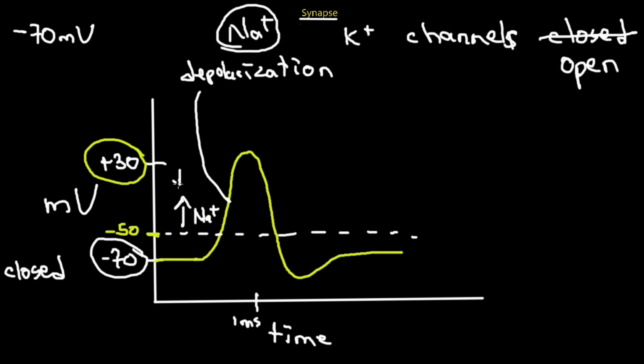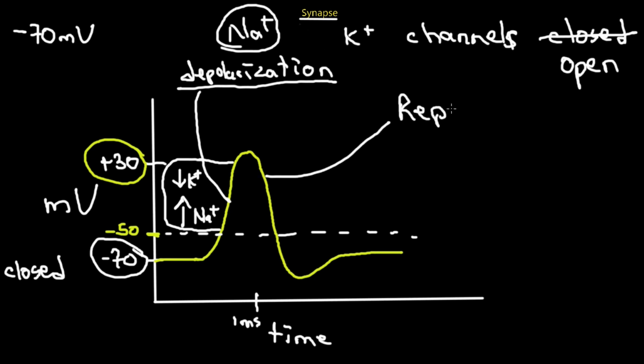So at this point the potassium ion channels are closed, meaning that the positive charge that's already inside the cell is not going to be leaking out to the outside. Only the sodium will be leaking into the cell, as you can see right here. And that's part of depolarization, and that's what we highlighted here. However, once it reaches the plus 30 and the action potential has already occurred, what we're going to get is something called repolarization.